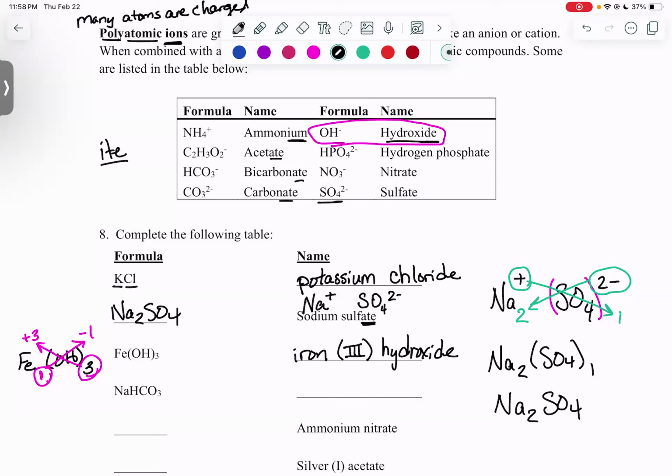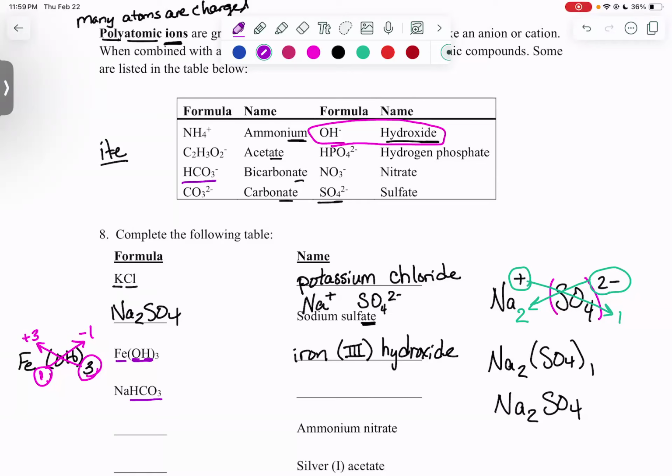The next one: anytime you have more than 2 elements in your formula, you're going to have a polyatomic ion. So here in FeOH, I had iron, that's 1, oxygen, that's 1, hydrogen, that's 1. So it's 3 different elements, and therefore I know I'm going to have a polyatomic. In the next one, NaHCO3, I definitely have more than 2 elements, so I know I'm going to have a polyatomic. And so I start to look for that, and I go, okay, here's a polyatomic that matches.